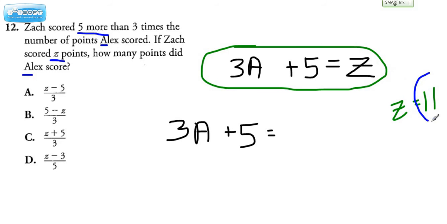So let's just put in a hypothetical value for how many points he did score. Let's say he scored 11 points. If he scored 11 points, what we need to figure out is what we would need to do to get Alex's score, which makes this very tricky. It's almost like we have to solve an equation to really understand which one it is.